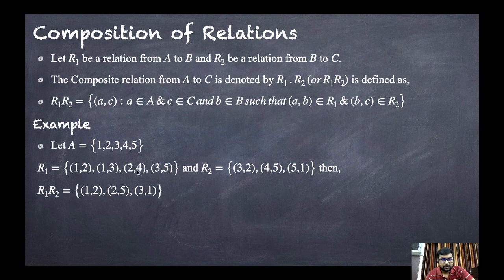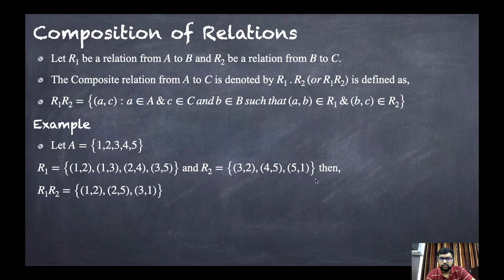Now next, here in R1, check 2 goes to 4. Now in R2, whether 2 goes to some other point or not. Here it is not there, so just stop. Now next, 3, 5. So 3 goes to 5, and here, is there any point that 5 goes to? Yes, 5, 1. So 3 goes to 5 and 5 goes to 1. So the point will be (3, 1).